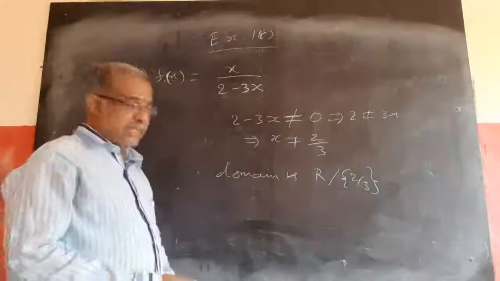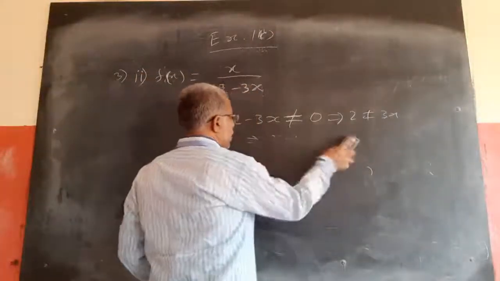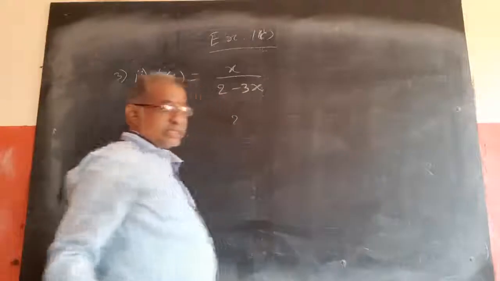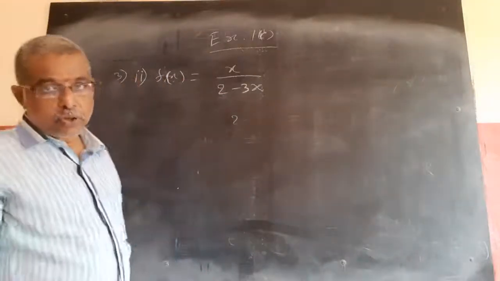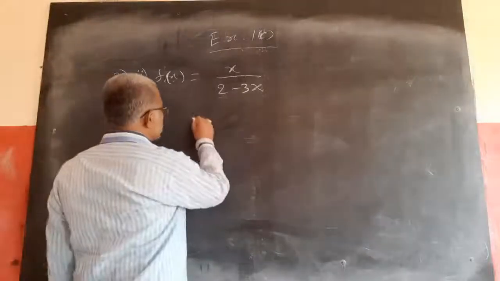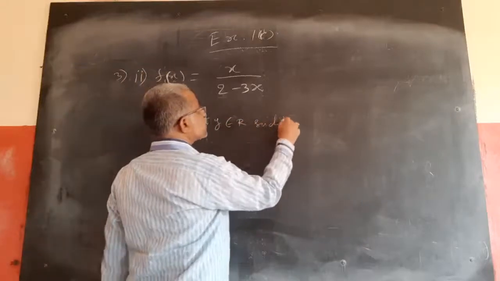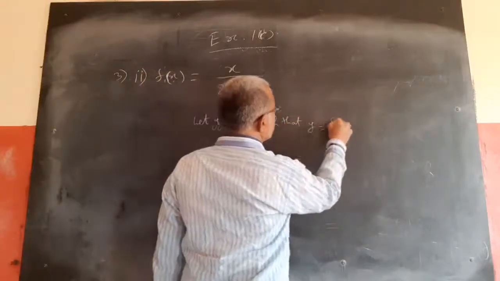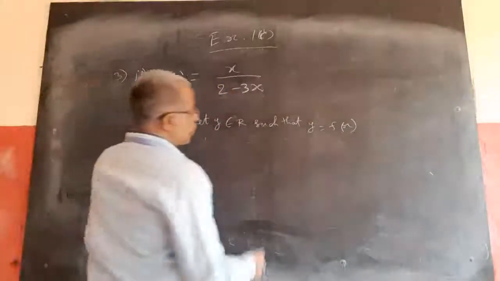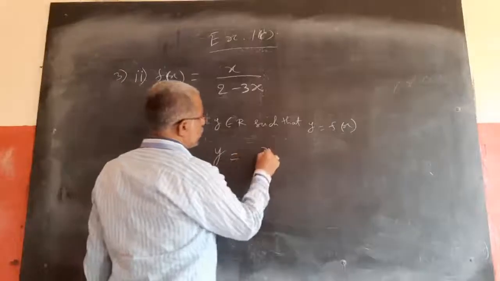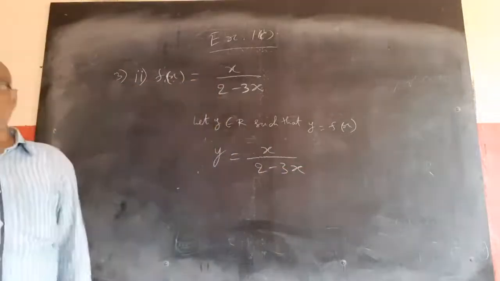So what I am saying is, let y equal f of x, where y belongs to the codomain. Here it is a real valued function, so the codomain is the real number set. So let y belong to R such that y equals f of x. So y equals x by 2 minus 3x.